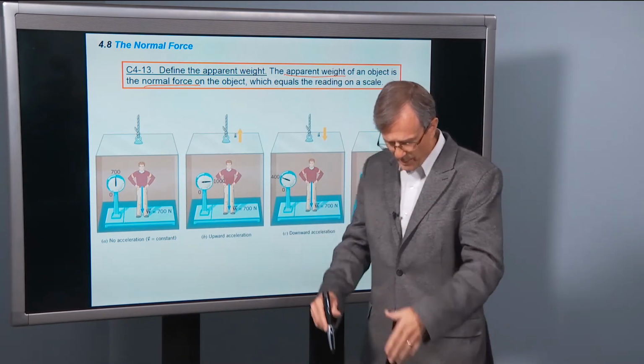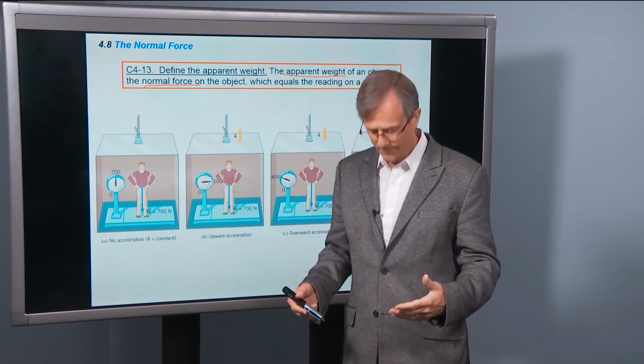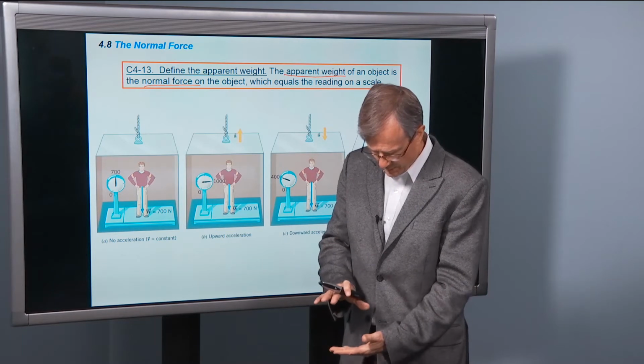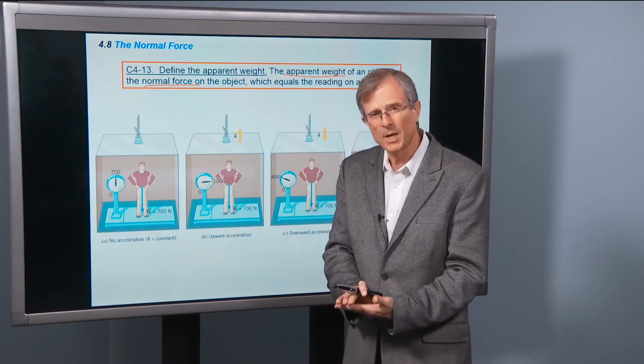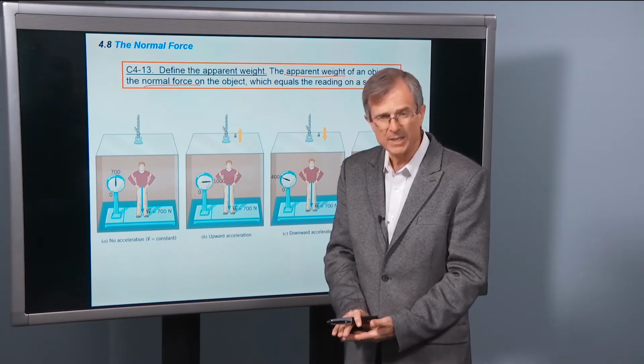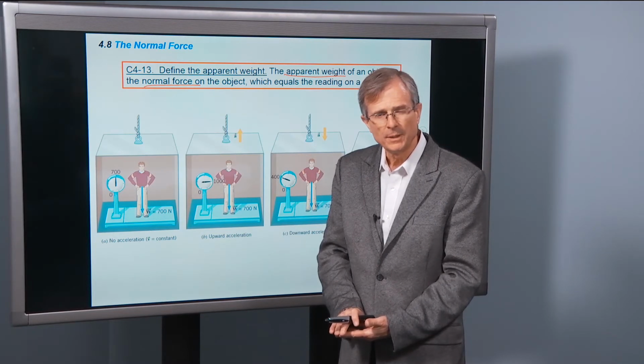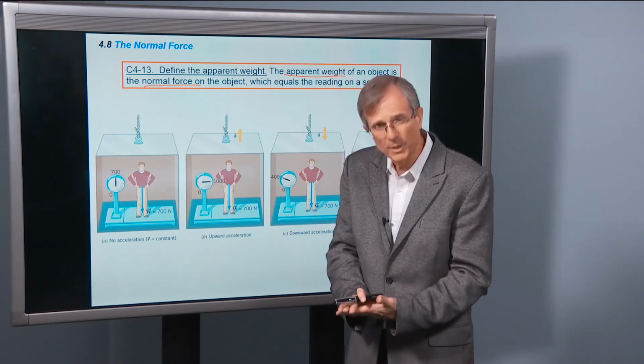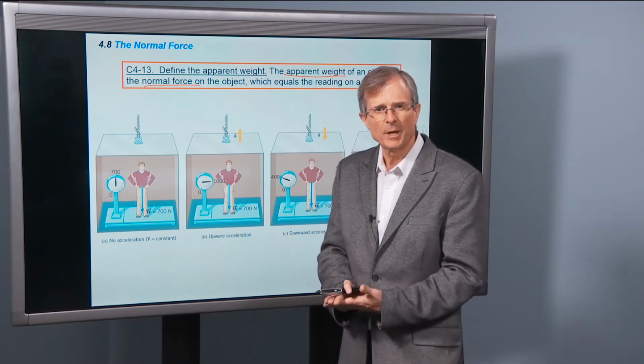So when you stand on your bathroom scales to find your weight, what you're really reading on that scale is the normal force of contact between your feet and the scale. You're not really reading the force of gravity. You're measuring a normal force. That's called your apparent weight.